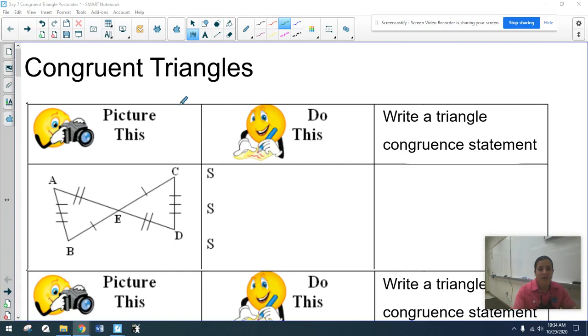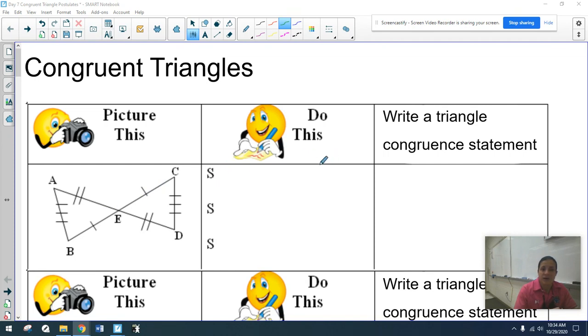There are 5 of them, 5 different postulates that we're going to learn. So I'm going to go through each one of them. Okay, so these different things are postulates and proofs that are going to prove that triangles are congruent. So you're going to get 2 separate triangles like this. Sometimes they're attached, sometimes they're not.